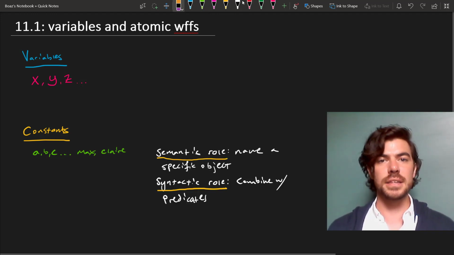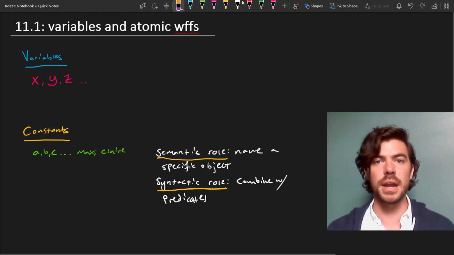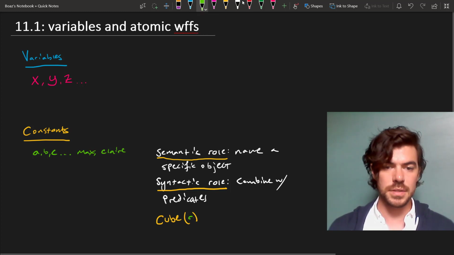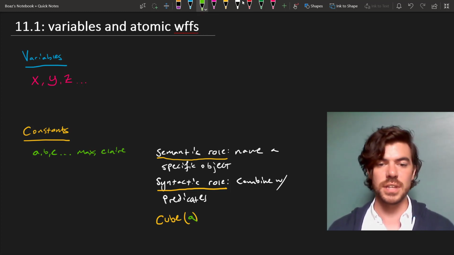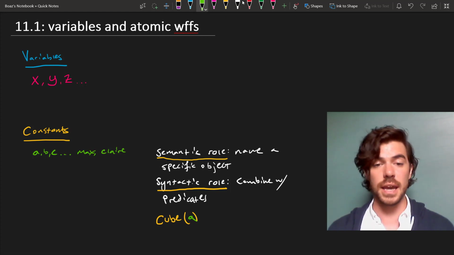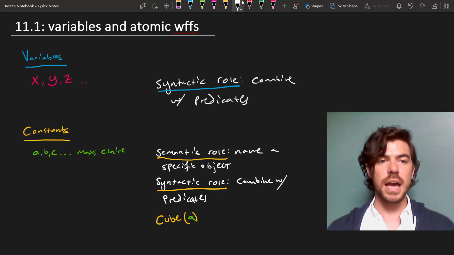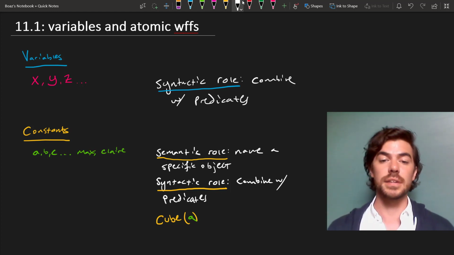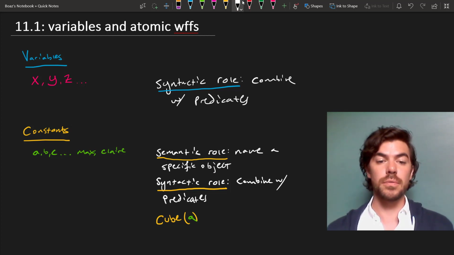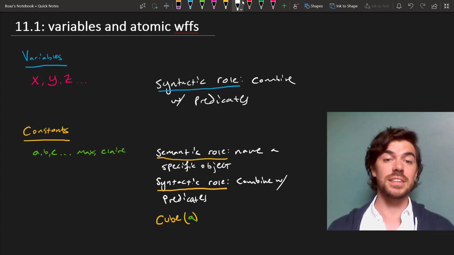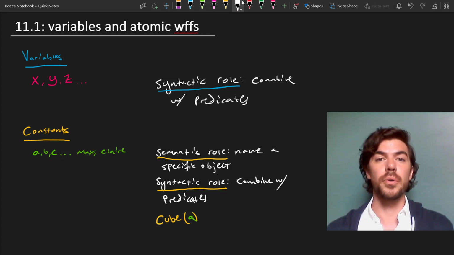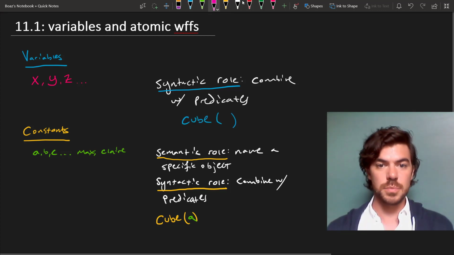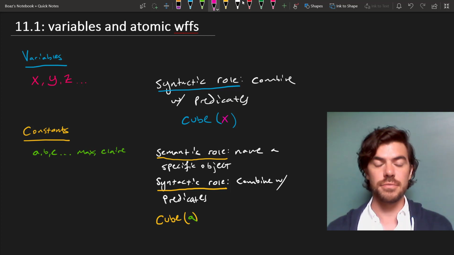But constants also had this syntactic role of combining with predicates. So you'll recall that we saw such examples as cube A and so forth, which expresses a sentence by combining a constant and a predicate. Now, variables have a similar syntactic role to constants in the sense that they combine with predicates, although unlike with constants, a simple variable plus a predicate doesn't make a sentence. So, for example, cube x doesn't express a sentence unless we put a quantifier in front of it. We'll see this in just a minute.